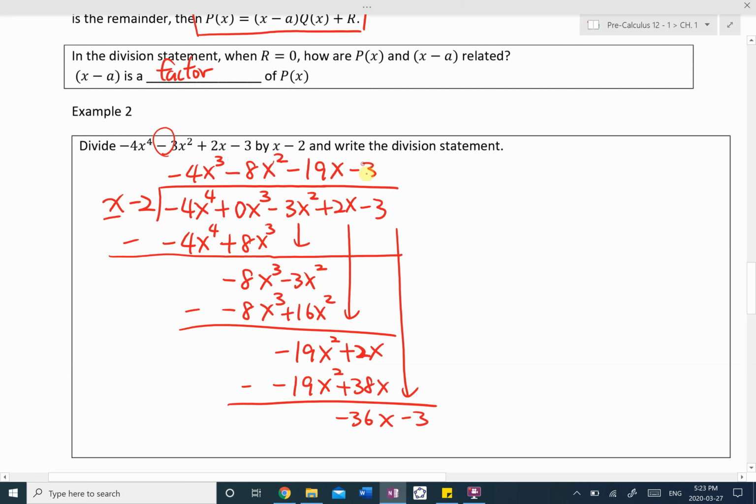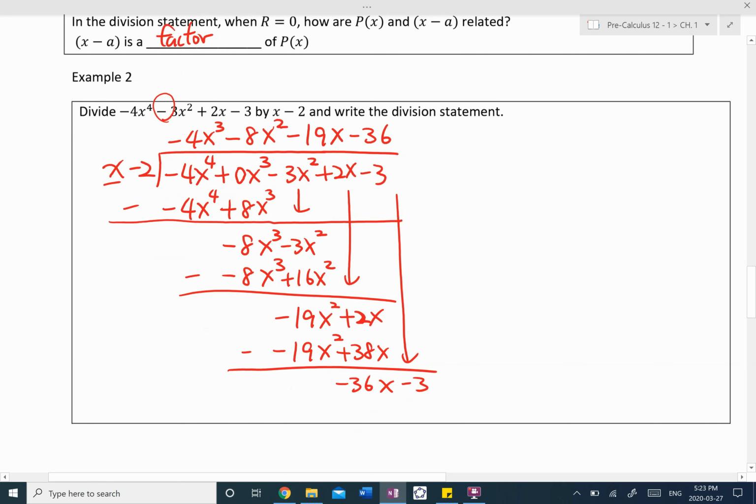And this time you need to multiply by negative 36. So you get negative 36x plus 72. You subtract them, you get negative 75. So there is our long division, with a remainder of negative 75.